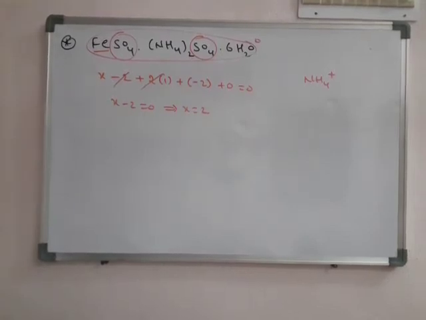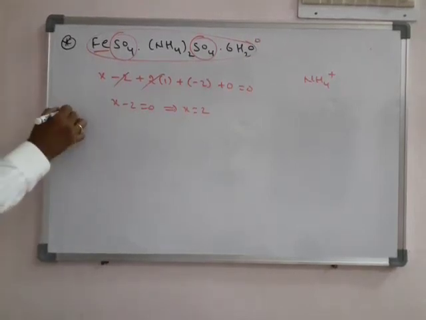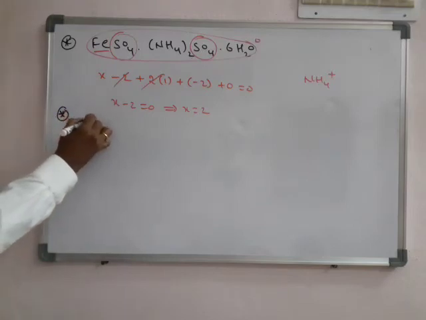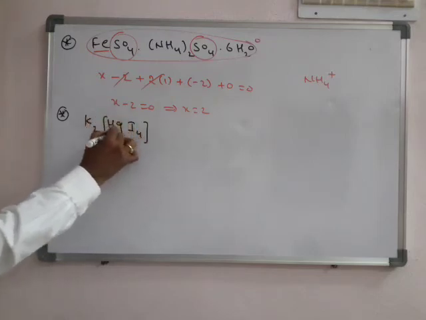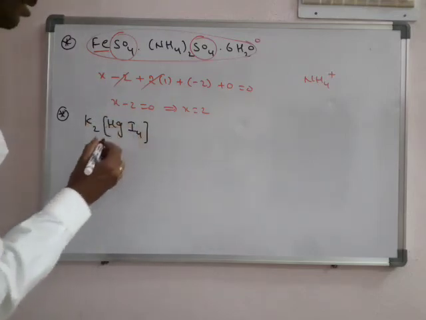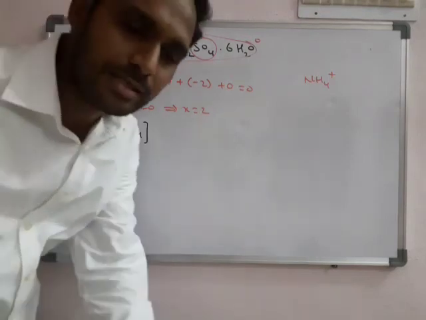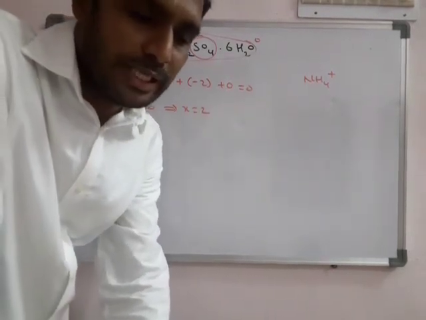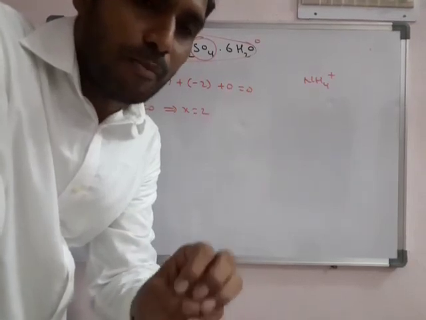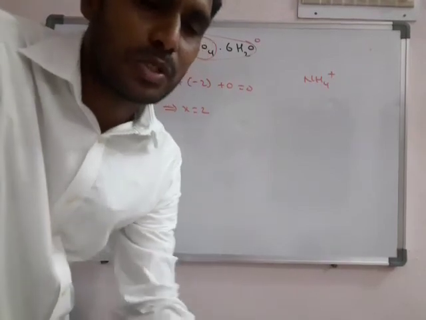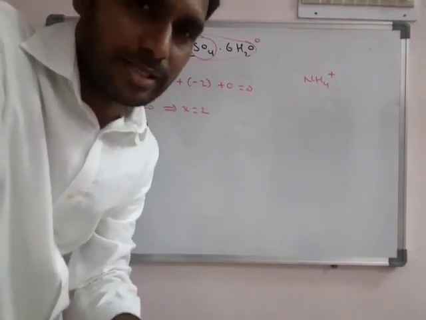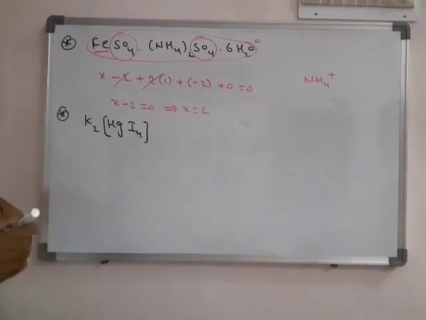And we completed that. Next, K2HgI4. It's called Nessler's reagent. It is a useful reagent in laboratories to test for the ammonium ion. We use Nessler's reagent for testing the ammonium ion.